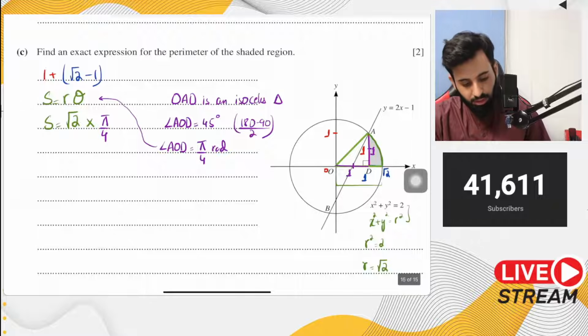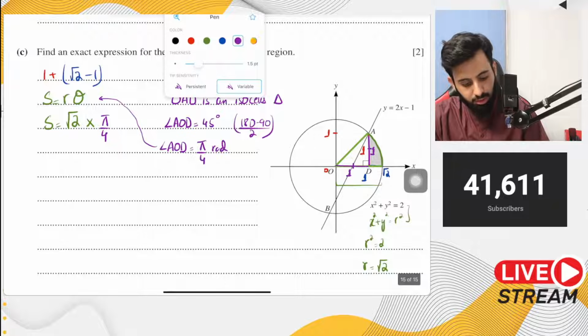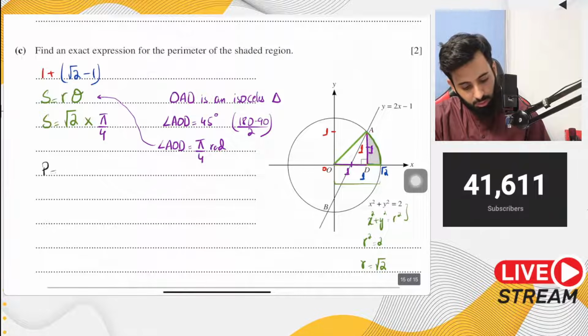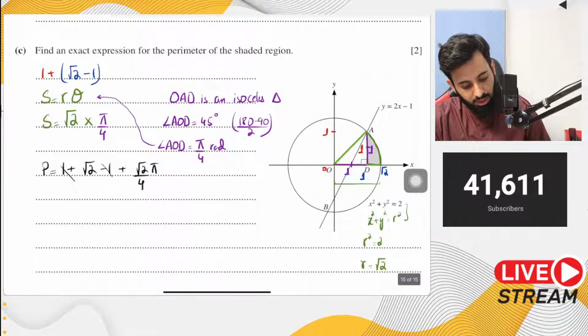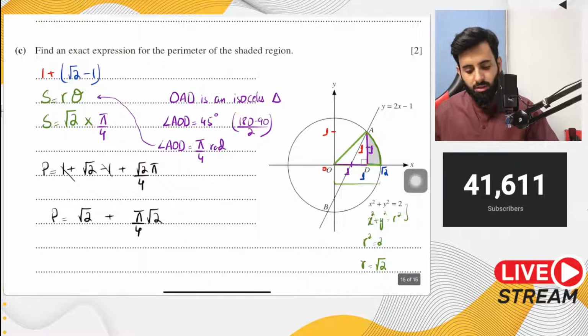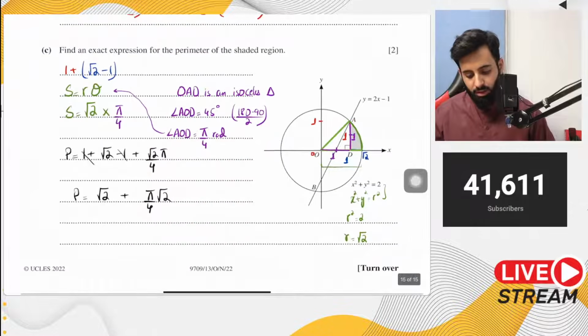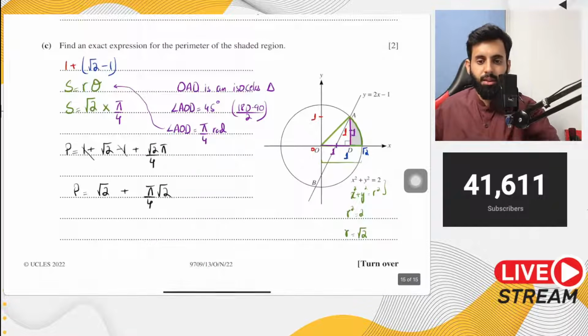So now that we have everything, all we have to do is put it all together and find the perimeter. So I'm going to switch to a different color. Perimeter equals 1 plus under root 2 minus 1 plus under root 2 pi upon 4. So this plus 1 and this minus 1 get cancelled out, and now you have under root 2 plus a pi upon 4. It's your choice whether to put the pi first or later; since they're being multiplied, it makes no difference. So this is your perimeter of the shaded region. Okay, and there you go. That's your answer.